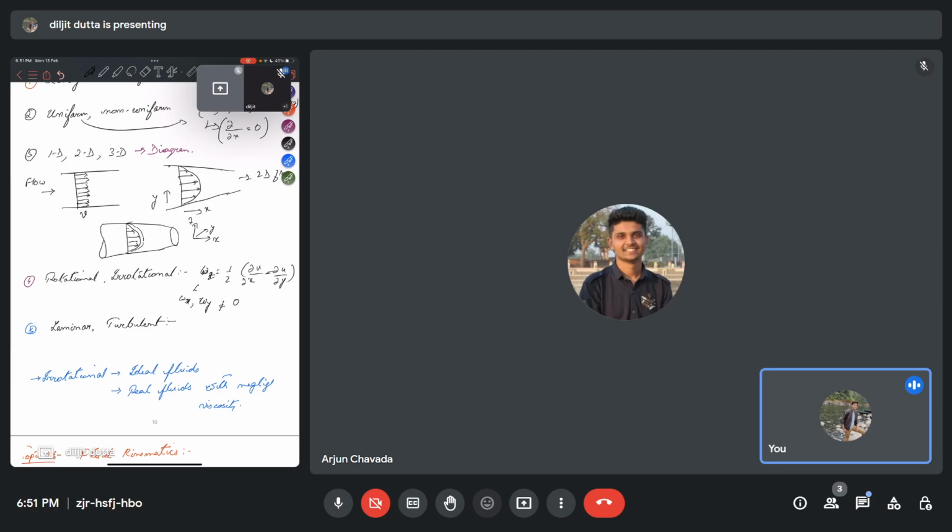That is, there is also angular movement in the flow. And if all the rotation components are 0, then it is an irrotational flow.